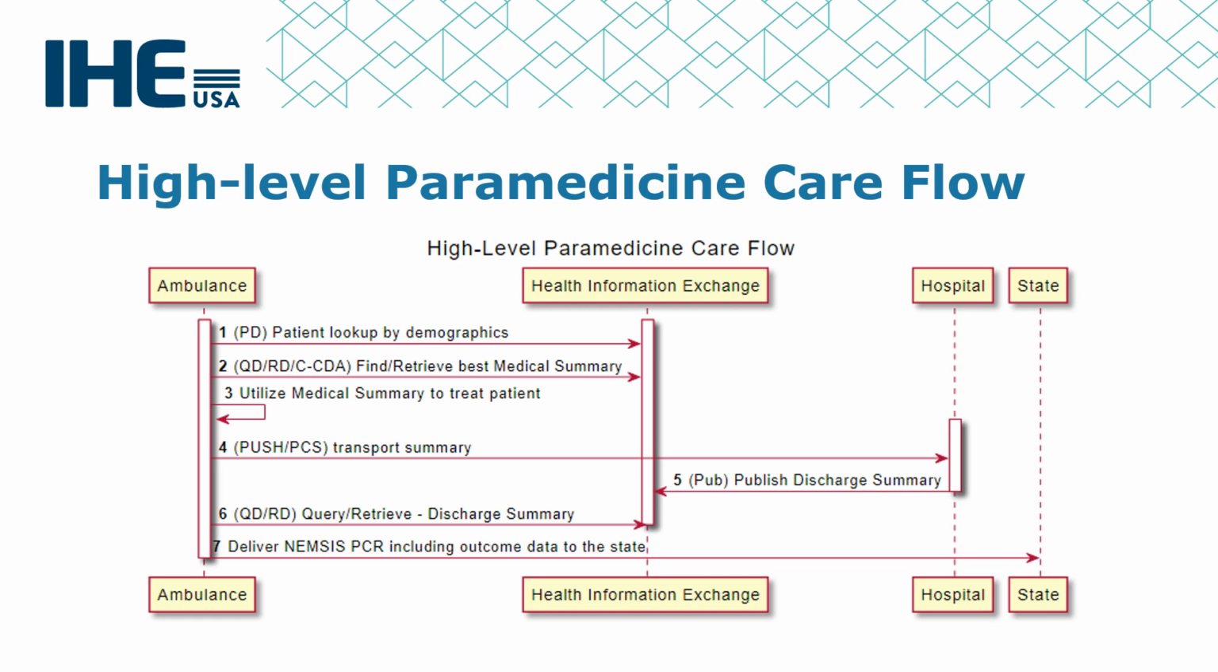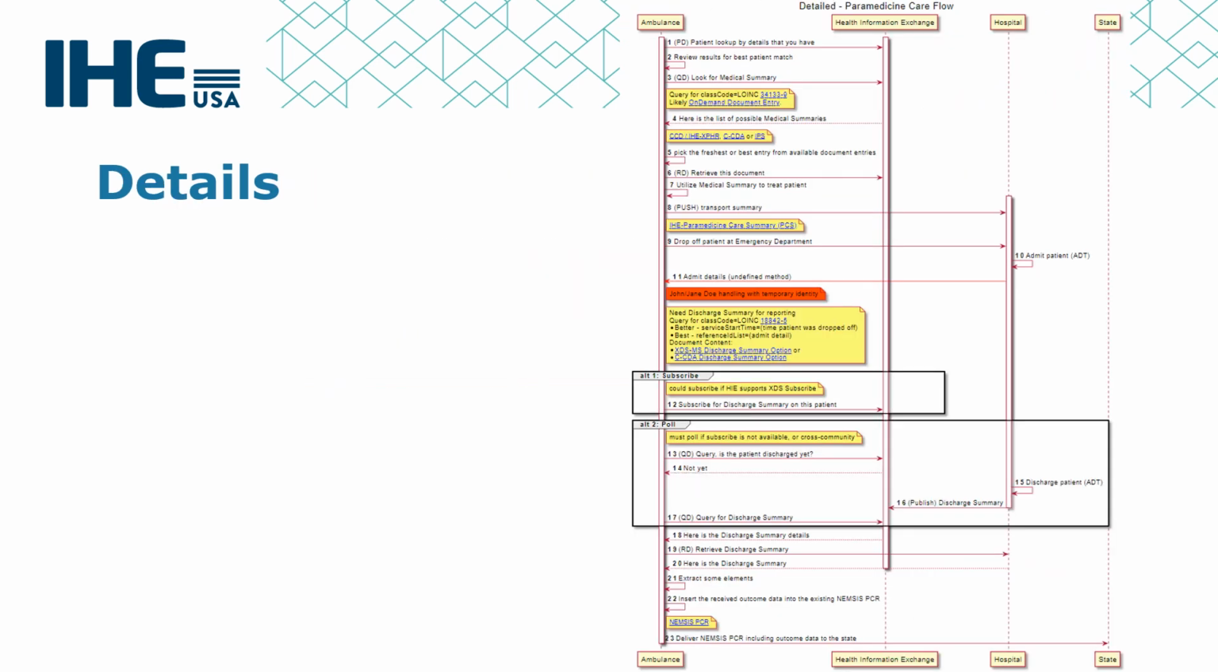That can be discovered, queried, and retrieved by the ambulance organization. That discharge summary information can be used to create the NEMSIS PCR, which can then be pushed over to the state. That's the high level. We'll get into a little bit more detail.